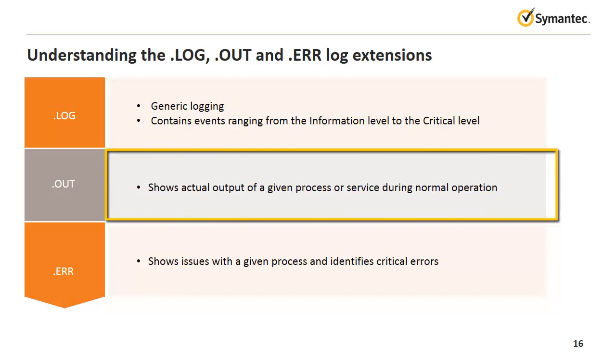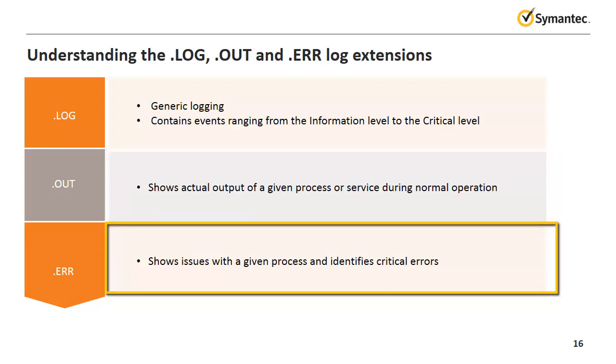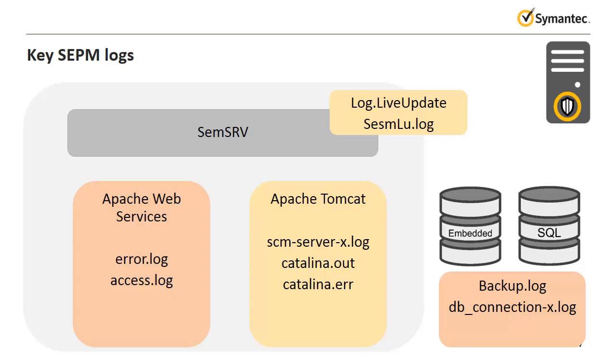If the extension ends with .out, then it shows output for a given process or service. For example, Catalina.out, which is used by Apache Tomcat in the Symantec Endpoint Protection Manager. If the process or service experiences issues, you may see files with a .error extension. A good example would be Catalina.error, also used by the Symantec Endpoint Protection Manager. The following diagram shows key logs used when troubleshooting issues on the SEPM.